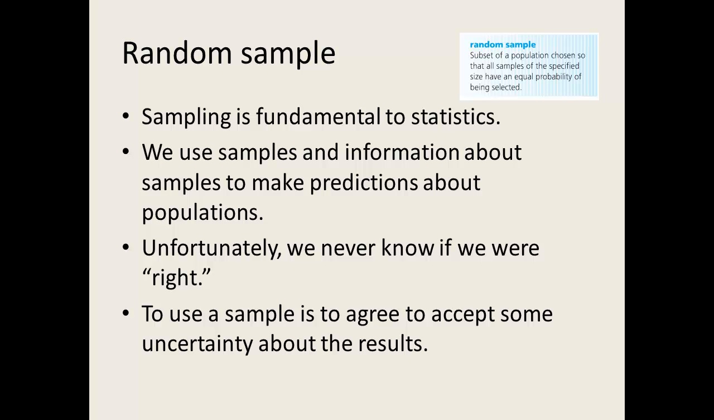The article described the way the lottery was carried out, and with hindsight, one can see how the attempt at randomization broke down. The capsules were put into the bin month by month, January through December, and subsequent mixing efforts were insufficient to overcome the sequencing. Sampling is fundamental to statistics because we use samples and information about samples to make predictions about populations. Unfortunately, we never actually know if we were right. So it's one of the necessary evils. To use a sample, you have to agree to accept some uncertainty about the results.